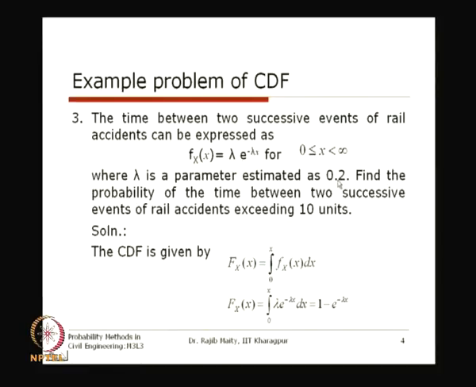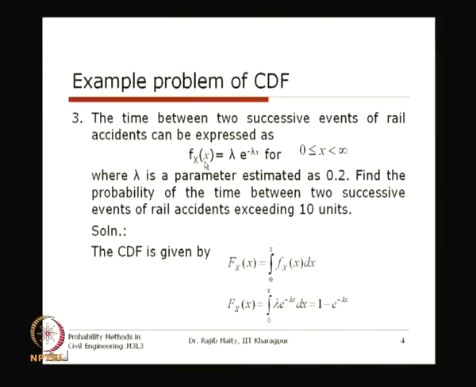With this parameter lambda equals 0.2, we have to find out the probability of the time between two successive events of rail accident exceeding 10 units. Suppose the units are not specifically mentioned here, so it is 10 units. What is the probability that the time between two successive events of rail accident will exceed 10 units?